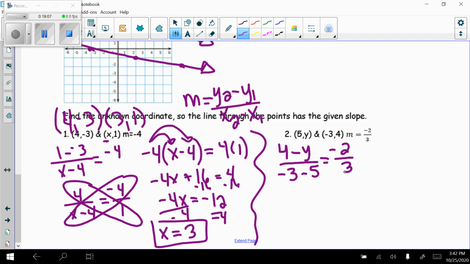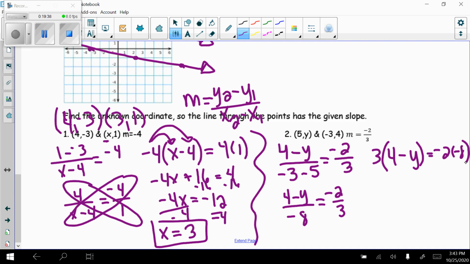So on top, 4 minus y, I can't do anything with that yet, so it stays 4 minus y over negative 3 minus 5 turns to negative 8. I know that equals negative 2 over 3. Again, I have a proportion. I'm always going to end up with a proportion when I work these out. So now I want to cross multiply. So cross multiply, I have 3 times 4 minus y equals negative 2 times negative 8.